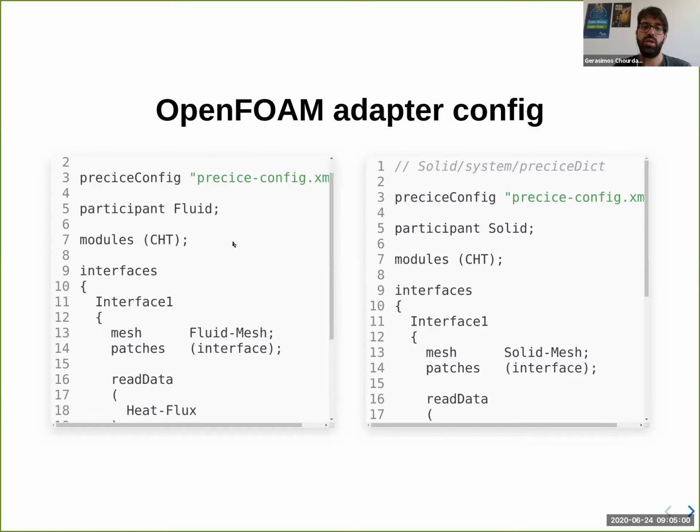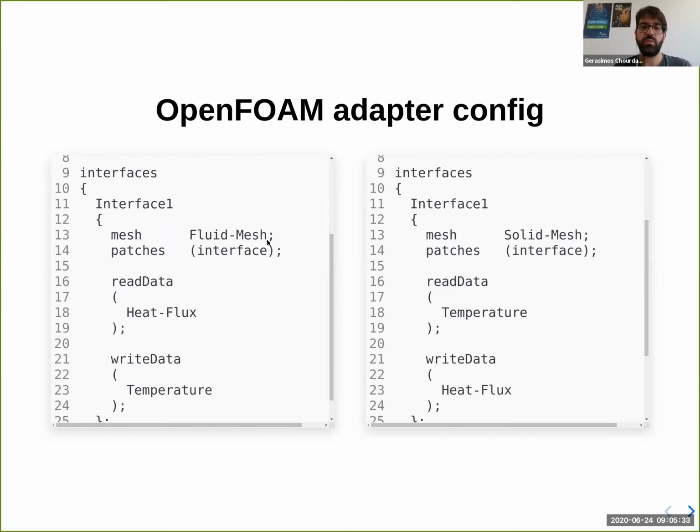Then, in the adapter, we have different modules providing different coupling data readers and writers. One of them is conjugate heat transfer, the CHT module, that can read and write temperature, heat flux, sink temperature, and heat transfer coefficient. Then we see that on the solid side, we do exactly the same. We point to the same configuration file, we have the solid participant, and we again use the conjugate heat transfer module.